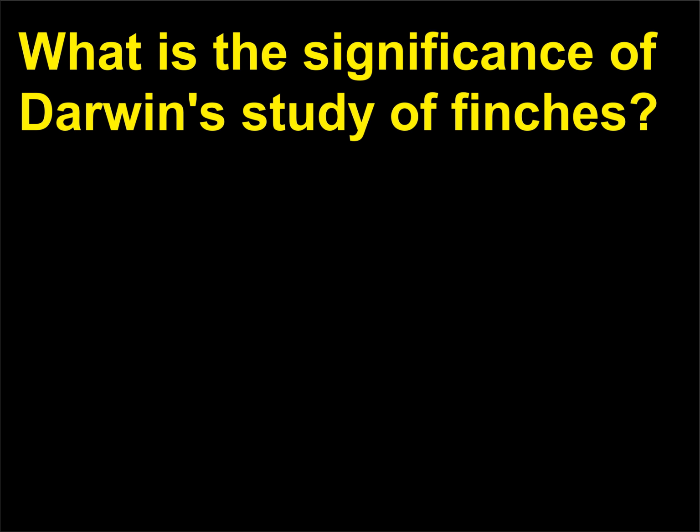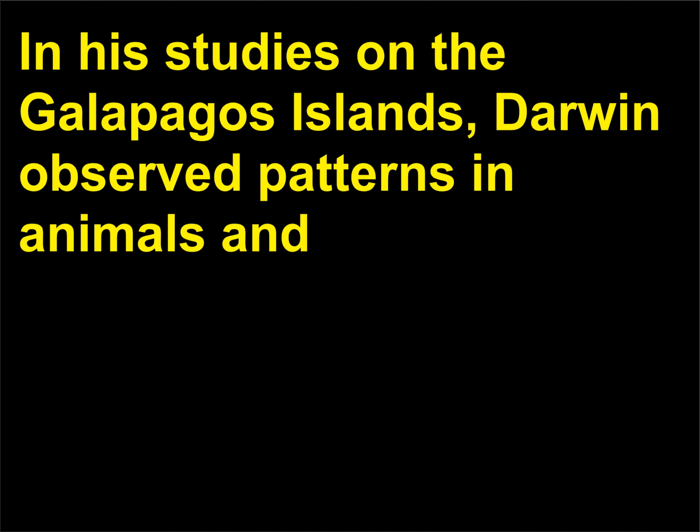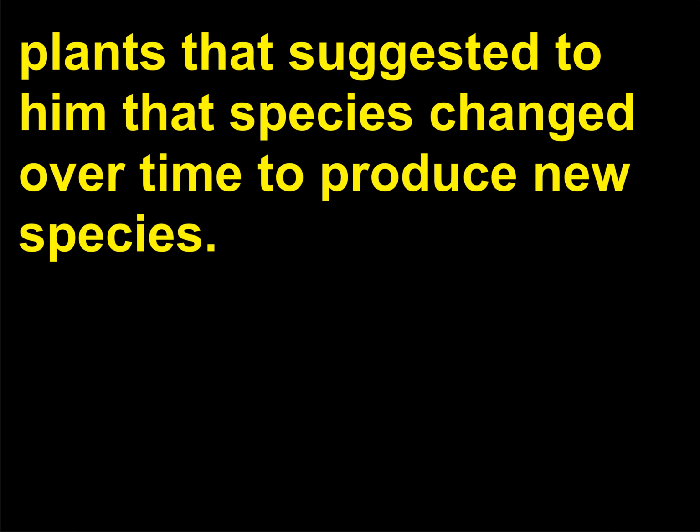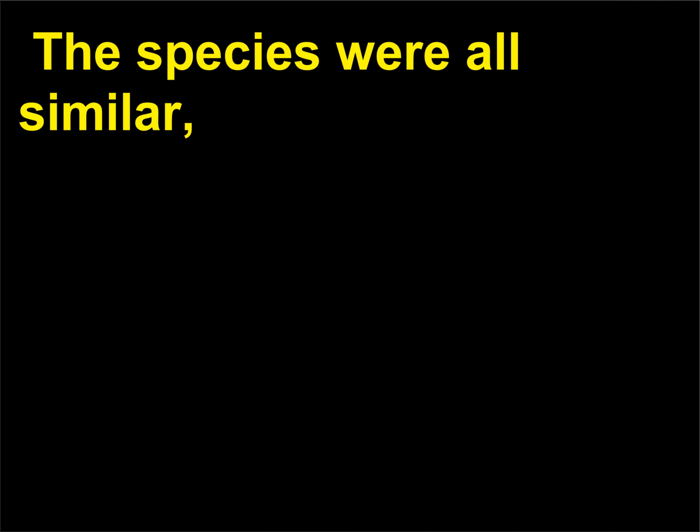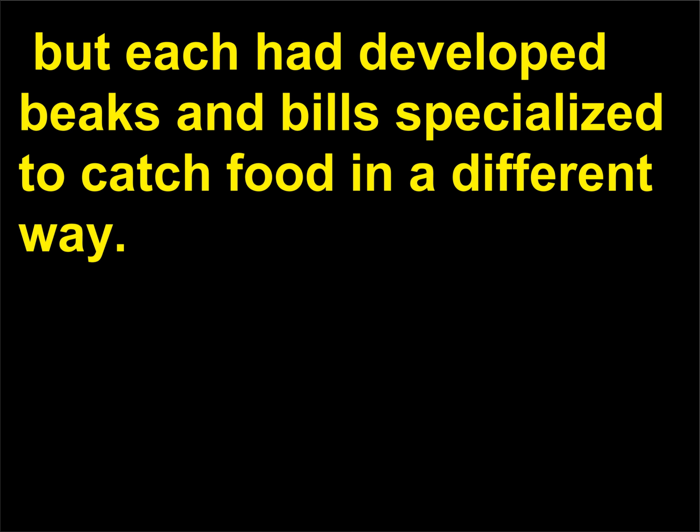What is the significance of Darwin's study of finches? In his studies on the Galapagos Islands, Darwin observed patterns in animals and plants that suggested to him that species changed over time to produce new species. Darwin collected several species of finches. The species were all similar, but each had developed beaks and bills specialized to catch food in a different way.